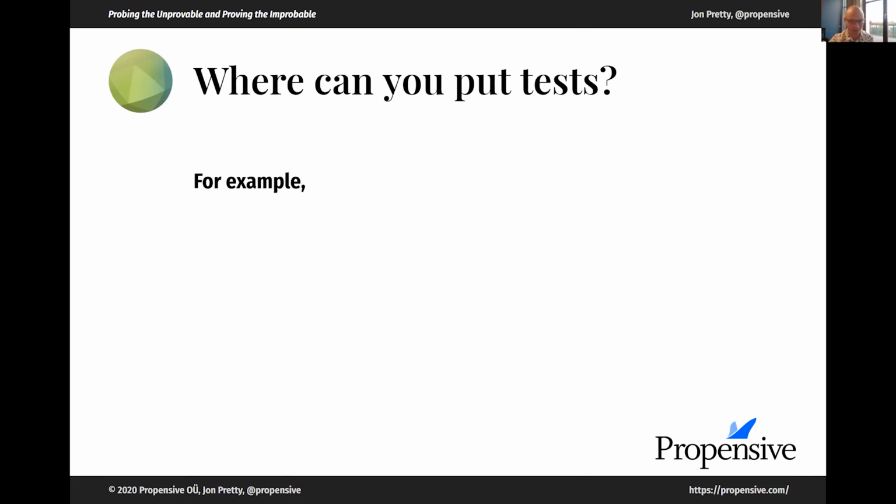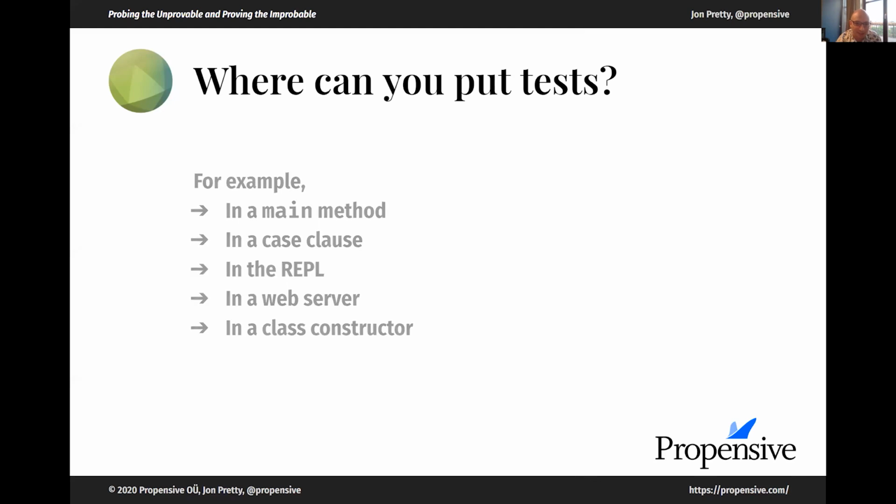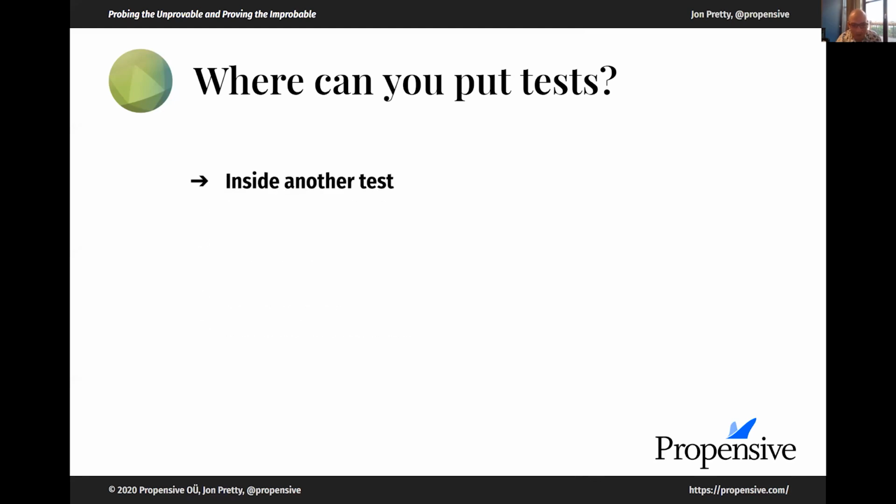So I'm going to list a few examples just to emphasize this point ad nauseum. You can put a test in a main method. That's probably one of the most obvious places. You could have it on the right-hand side of a pattern match in a case clause. You could define a test in the REPL. You could define it in a method in the REPL and run that method multiple times. In a web server, you could put a test in a constructor. You could put one test inside another test, and maybe there are reasons why you'd want to do that. It's not that crazy. You could have one in a lazy val.